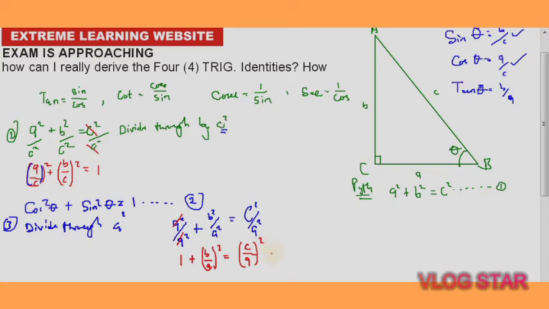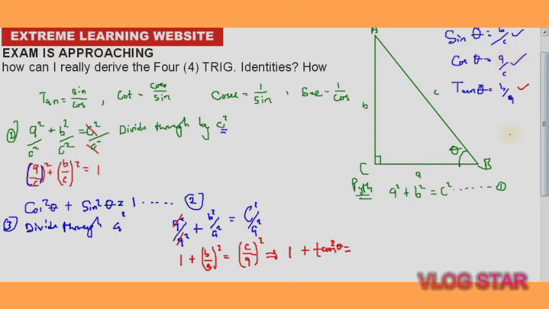So from here, let's simplify this further on this side. This is the same as 1 plus, now what is b over a? B over a, from here, is tan. So we have tan squared theta, right? So this is now c over a. C over a is the same as what?